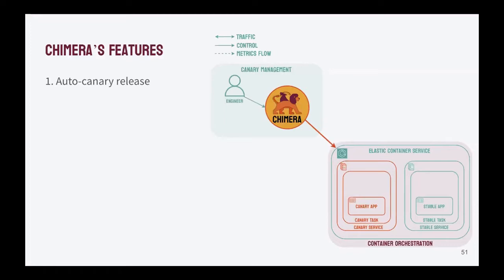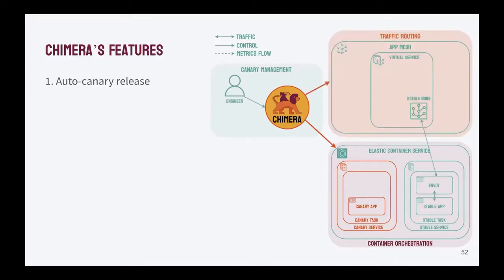Importantly, ECS can deploy containerized services in one of two ways: Elastic Cloud Compute or Fargate. Fargate is a compute resource where AWS manages the compute instances upon which your tasks run so that you don't have to. And currently, Chimera only supports ECS for container management with Fargate deployment.